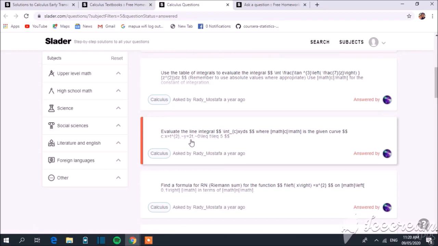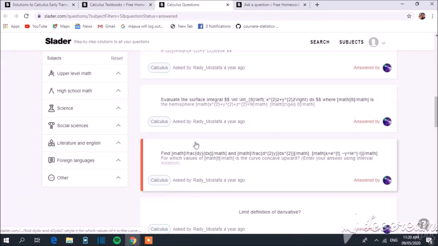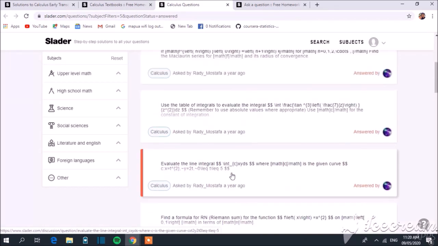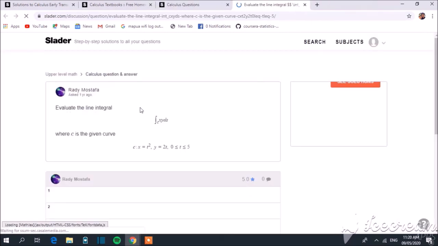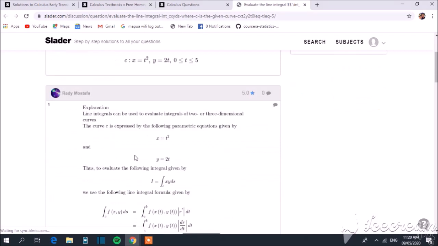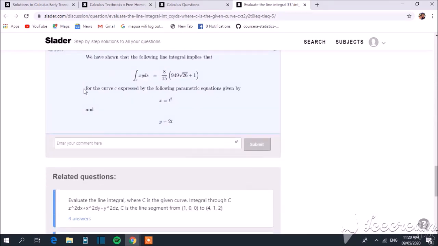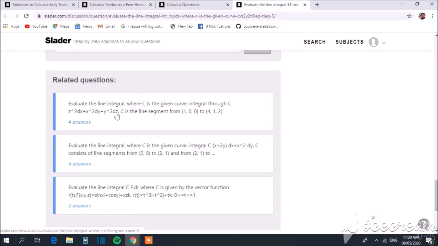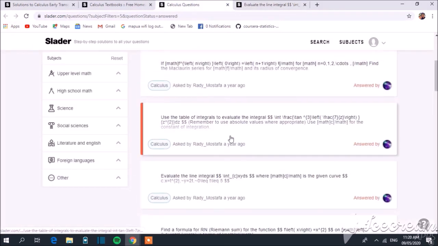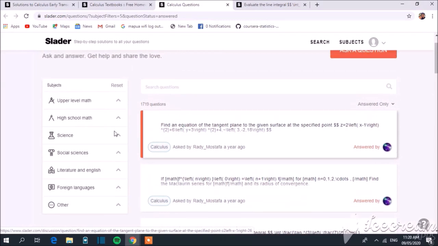Let's see, these are very common questions. Evaluate the line integral, like that. So evaluate the line integral, and then someone actually breaks it down for you until you get the final answer here. So yeah, that's one of the great things about this, and I really wish I knew this one.